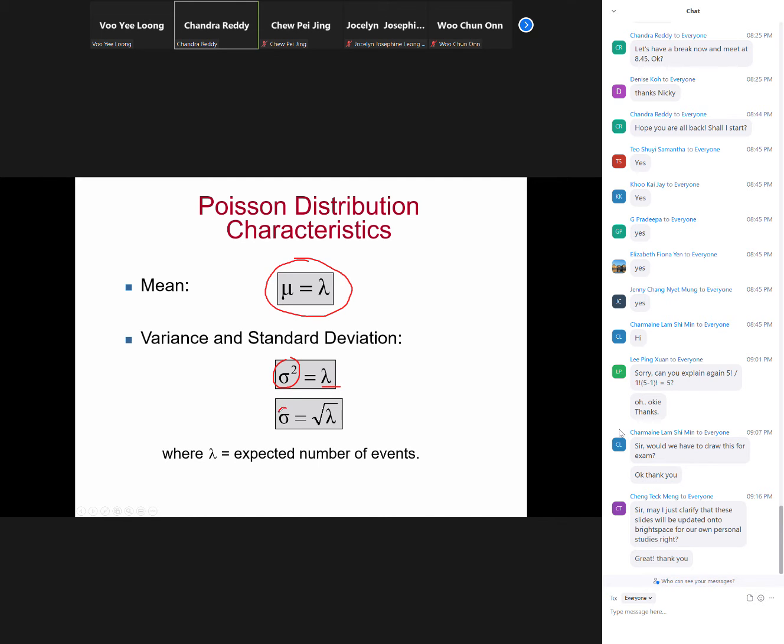And what is the standard deviation? The standard deviation is the square root of lambda. So you can see that for Poisson's distribution, the mean and variance are lambda, and the standard deviation is the square root of lambda. Lambda, as we know, is the expected number of events. We can apply this formula once we go through an example. So let us go through an example.